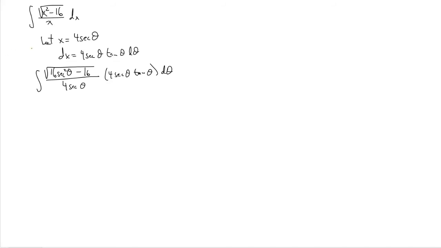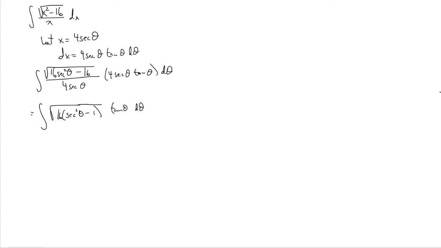You probably notice that the 4 secant theta in the numerator and the 4 secant theta in the denominator are going to cancel. So we'll do that in the same step as factoring out the 16 from underneath the radical. And we're left with this expression here. And again, all I've done is cancel the two 4 secant thetas, one in the numerator, one in the denominator, and factor a 16 out from under the radical.